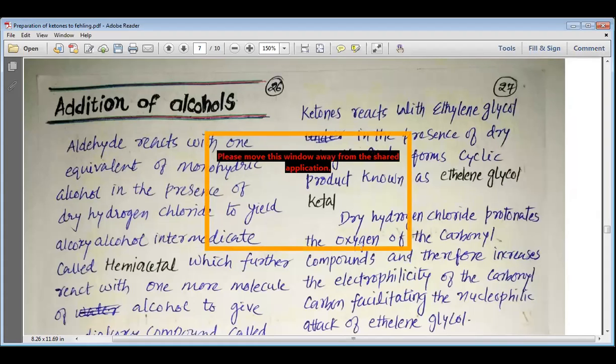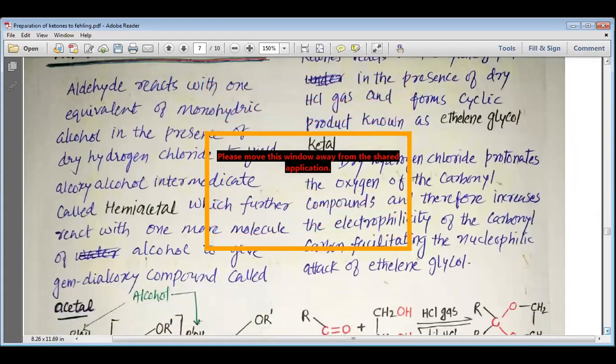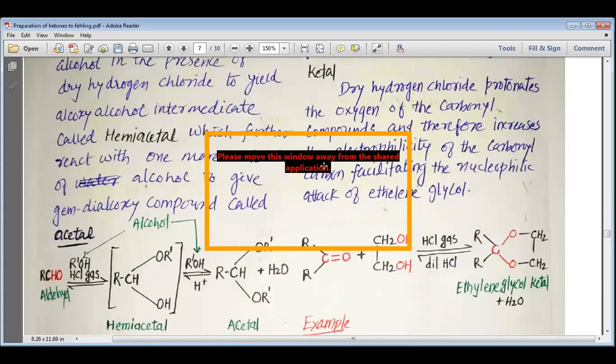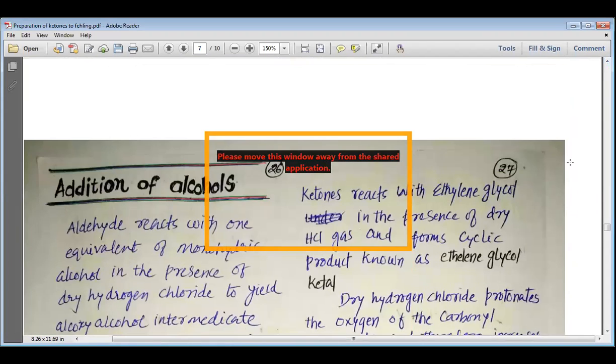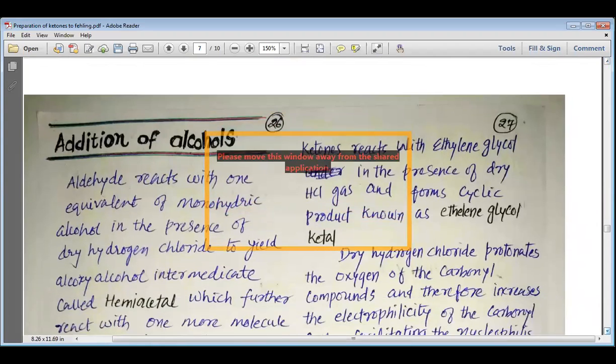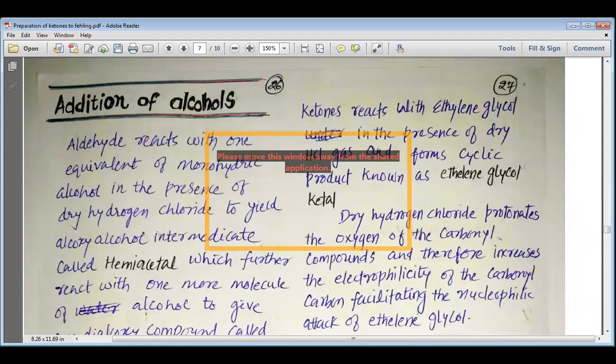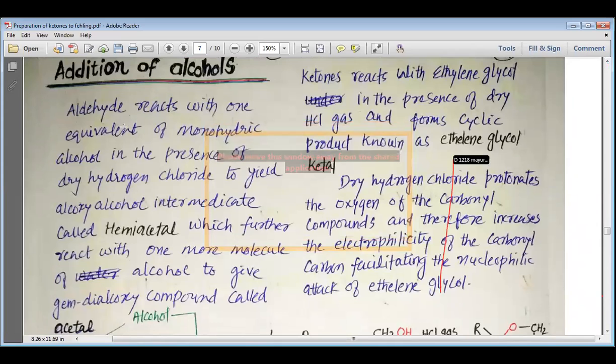addition of alcohols. Do you also see this "please move window" message in the middle? Yes, sir. That is what is troubling me. Okay. Thank you, Mayur. You can please remove this. Okay.